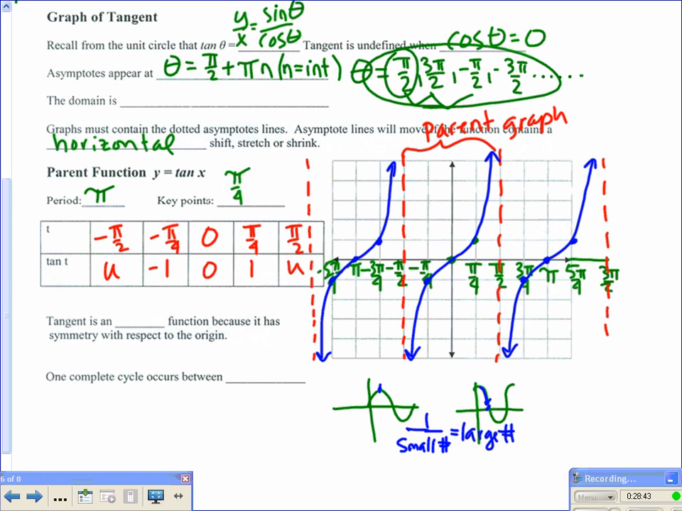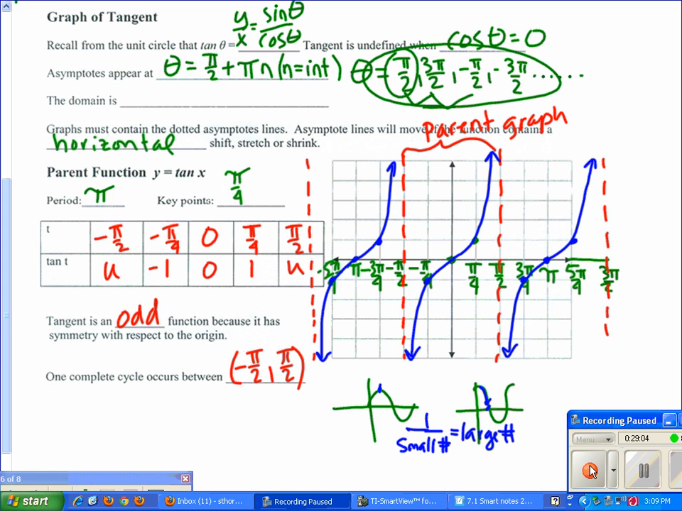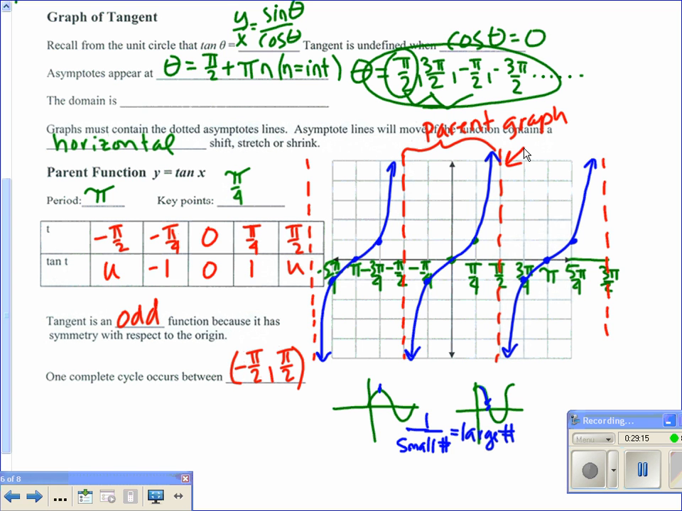So notice for this, tangent is an odd function with symmetry with respect to the origin. And notice that one complete cycle goes in between negative pi over 2 and pi over 2. And notice that I didn't put that in brackets. I'm using parentheses because we have those vertical asymptotes on our graphs at those places. So for our domain we can plug anything in except for where we have these asymptotes. So let's go back up to the domain of tangent. We start with our first positive asymptote, which is right here. And notice that the distance when we start repeating in between for our graphs is pi. That's why the period of our function for tangent is pi. It's different than sine and cosine.